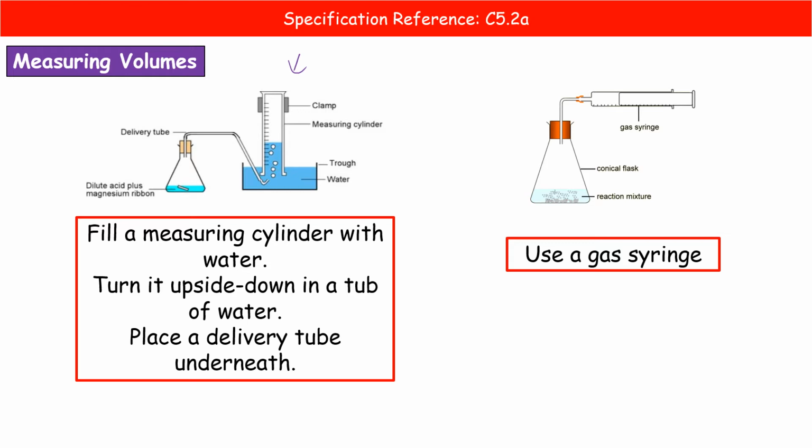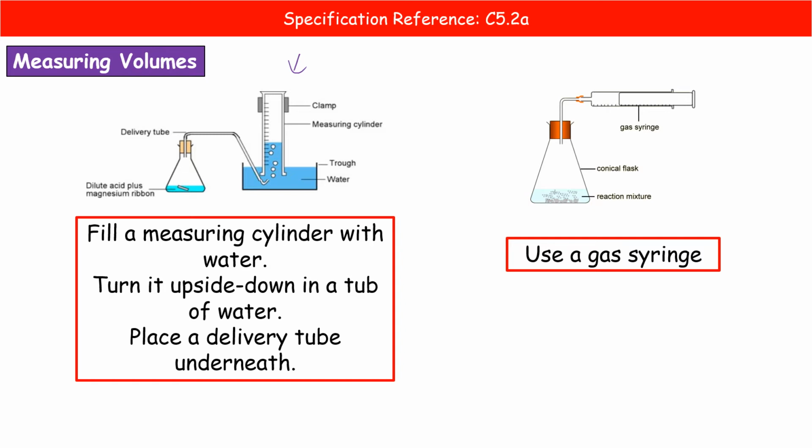There are some problems. If that little delivery tube happens to slip, then we could lose bubbles of gas. You've also got to make sure that you don't have any air trapped in your measuring cylinder when you turn it upside down. So it needs to be completely filled with water, which isn't always the easiest thing to do.